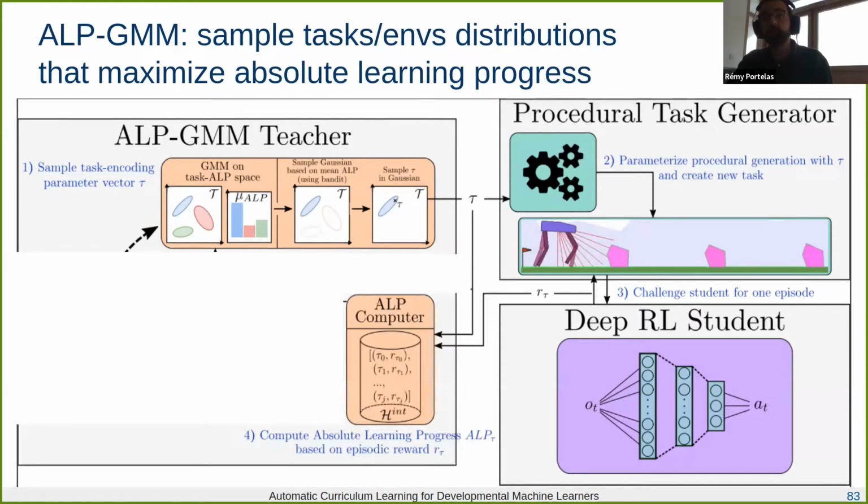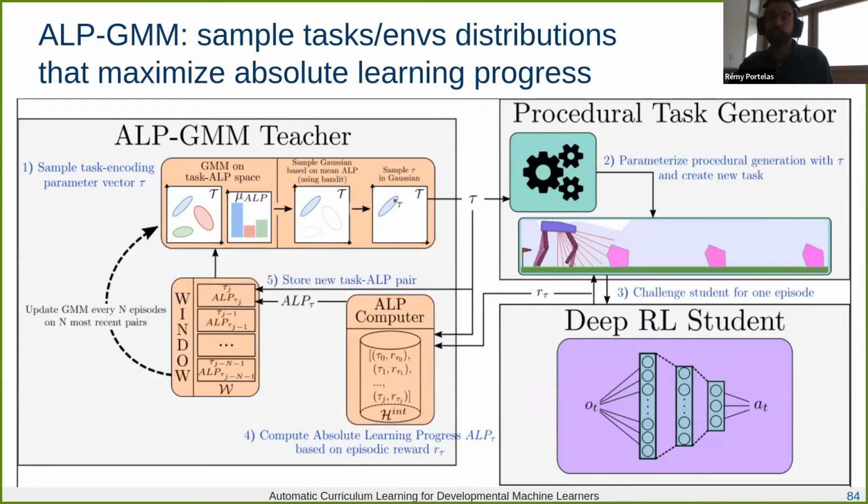And this episodic return is used to compute a noisy absolute learning progress estimate. I won't go into details about that, but I have a few supplementary slides about it if you're interested. And finally, the new task and associated absolute learning progress measure is stored into a short buffer, which is periodically used to refit the Gaussian mixture model and adapt to the evolving performances of the learner. All right, that's it for the method.